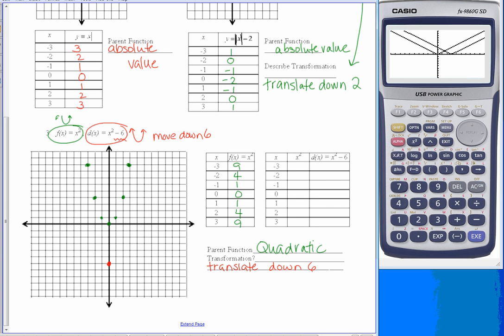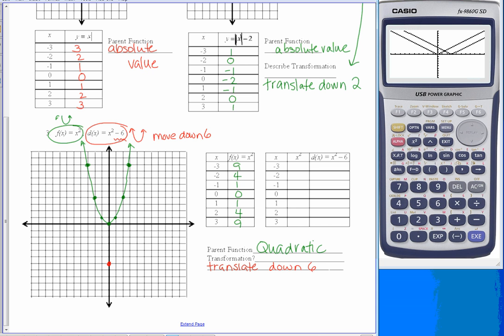I never connected the dots for my green function up here. So this is my parent function. Let me connect that with a nice smooth curve with arrows on both ends. But literally, I'm going to take this graph and I'm just going to scoot it down. Okay? So let's see how I can do that by points.